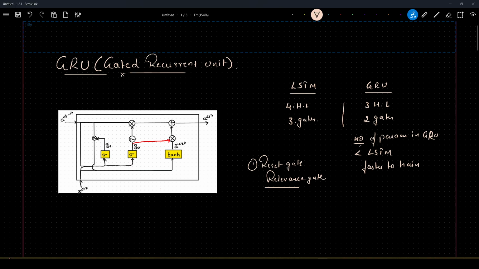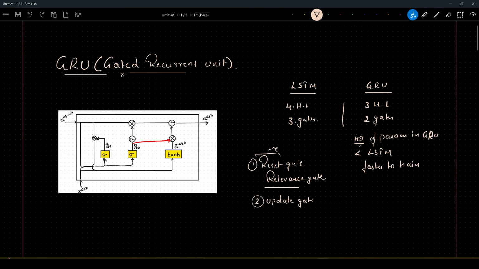Why? I'll tell you in a while. But most people, and also in the literature, refer to it as the reset gate. So for my next explanation onwards, I will use reset only. And the second gate is the update gate. If we understand how these 2 gates, reset and update gate, help in carrying STC and LTC in a single cell state, it will be a done deal for GRU.